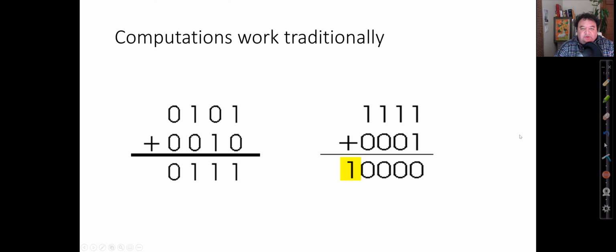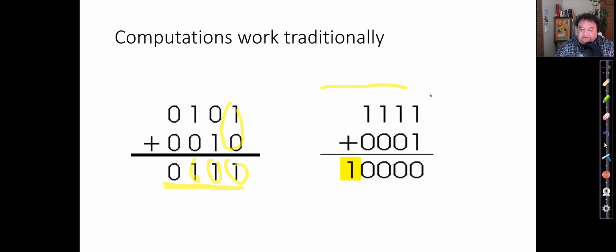So now let's look at how computation works in binary. And again, the idea is that it works in a way that is kind of similar to the traditional approach. For example, if I have 0, 1, 0, 1 added to 0, 1, 0, 0, we will have 1 plus 0 is 1, 0 plus 1 again is 1, 1 plus 0 is 1, and 0 plus 0 is 0. Now this is the simplest form of addition because there was never a carryover of any type.